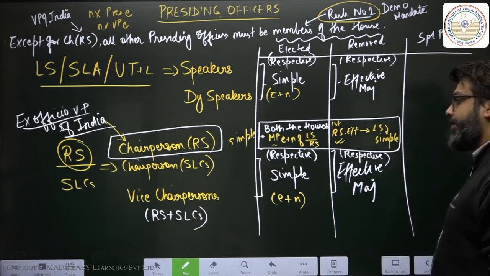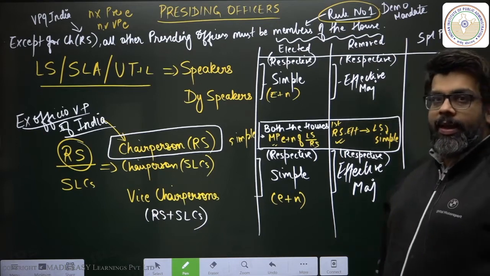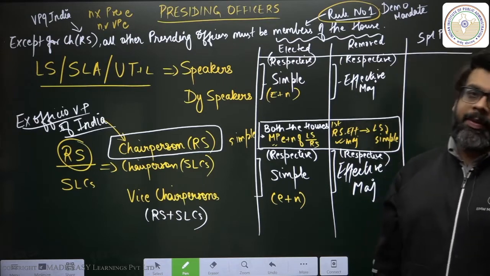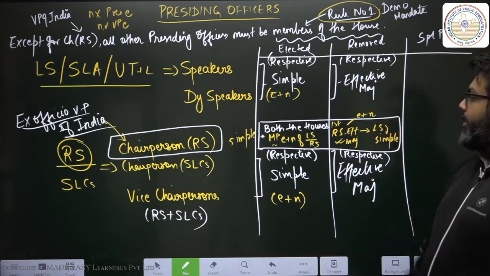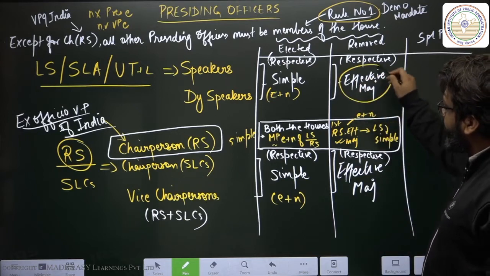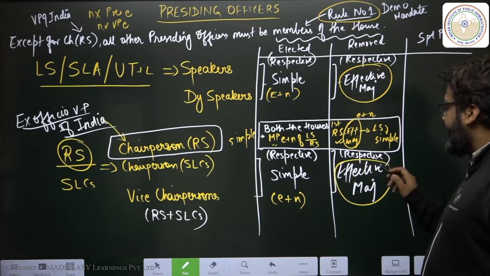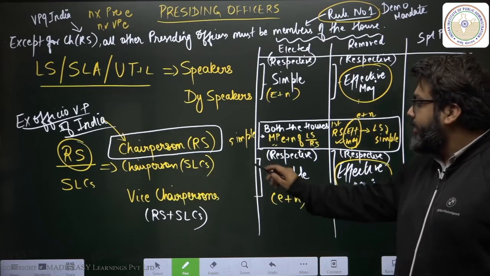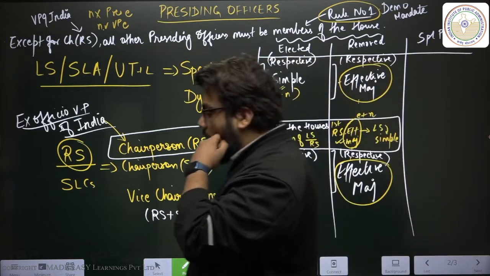Rajya Sabha will require an effective majority, then it will go to the Lok Sabha, and the Lok Sabha will require a simple majority. This is done by all the members, elected and nominated. So that is how you're able to maintain a degree of similarity: you're using effective majority for removing your presiding officers, and simple majority for electing your presiding officers.